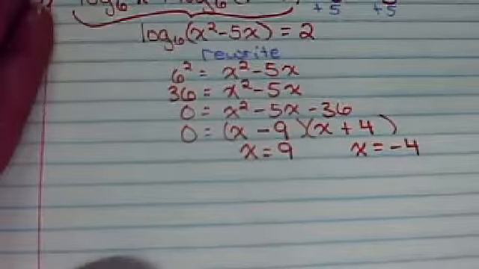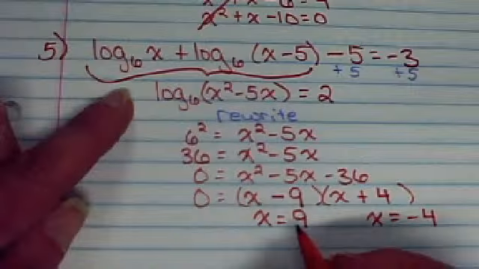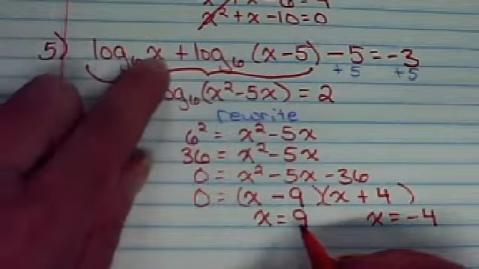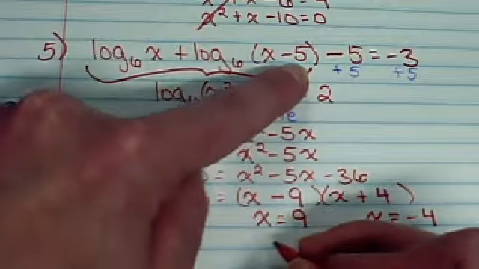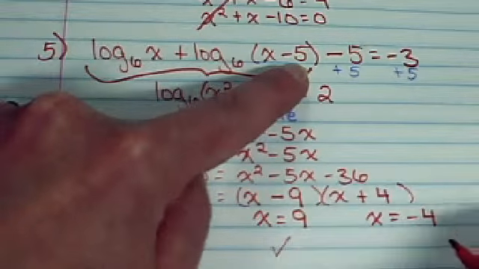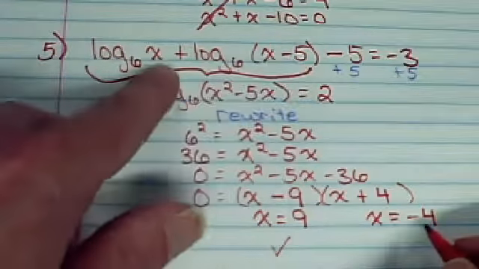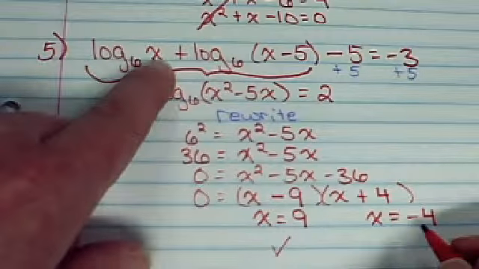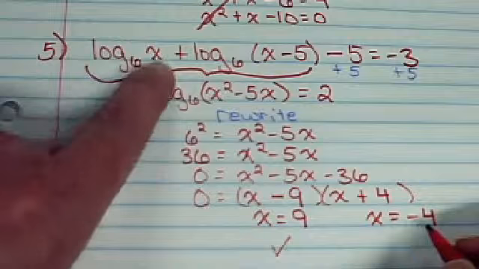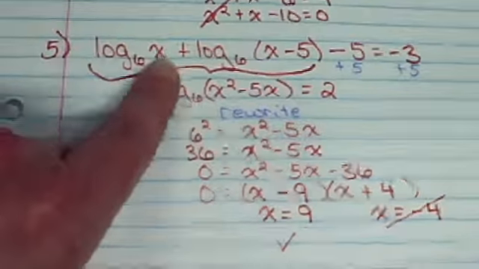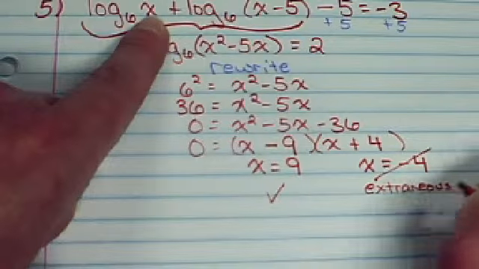Let's see what happens when I check each of those in the original equation. When I plug in 9, that's a positive argument. 9 minus 5 is still positive. This one works. What about the negative 4? It fails already, because that argument cannot be negative. That's a bad solution. That's an extraneous solution.